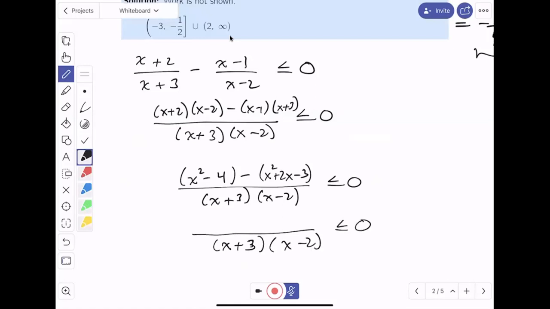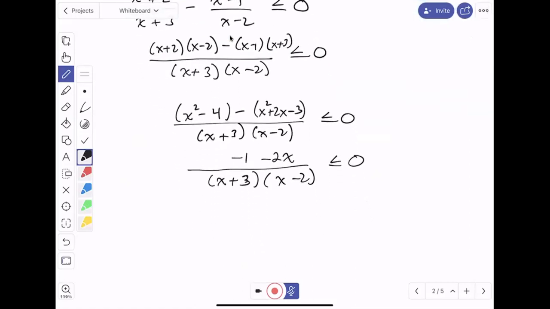And what do you get? x squared minus x squared is nothing. Well, you get minus 2x then. I see that. And let's see, minus 4 minus 3 is minus 1. All right. I'm going to attempt to factor the top now. I'm going to pull out a minus 1. And what do you get? 1 plus 2x over x plus 3, x minus 2.